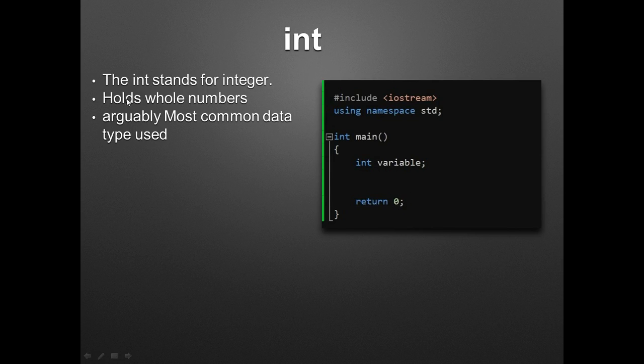So the int stands for integer. It holds whole numbers, and it has a range that it can operate within. It's arguably the most common data type used. Now it's not the only data type that's out there. In fact, there are many other different data types, and there are different ways to implement the data types as well.